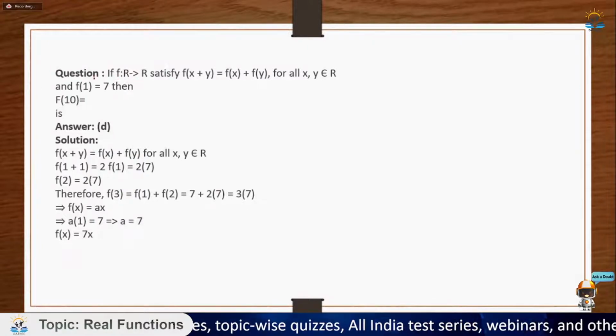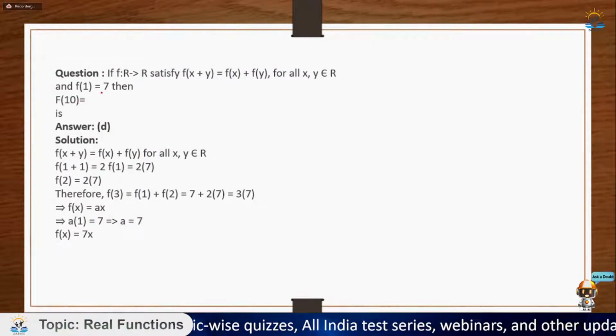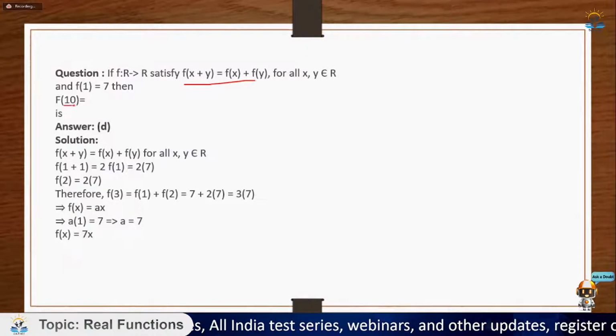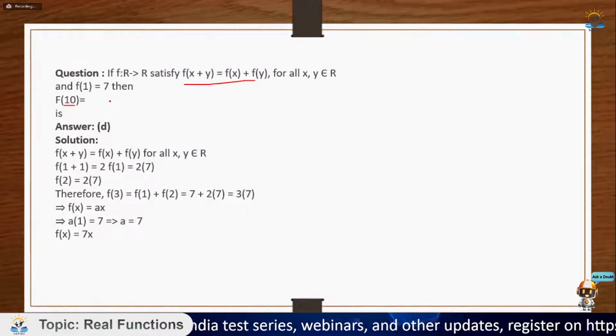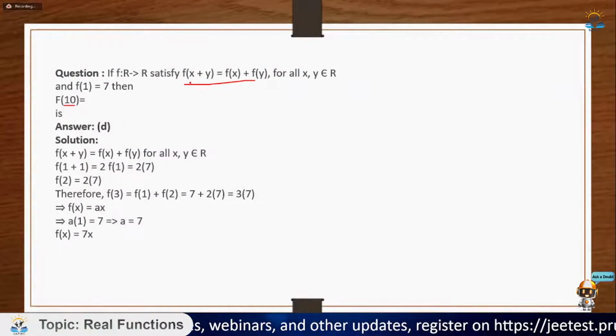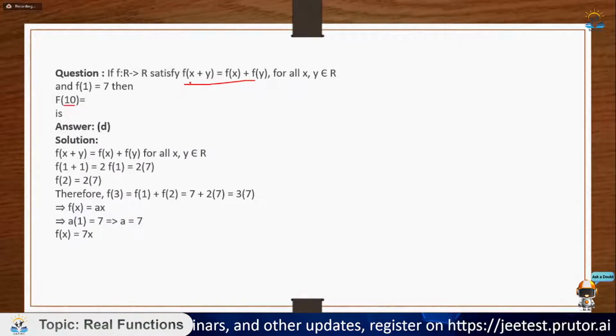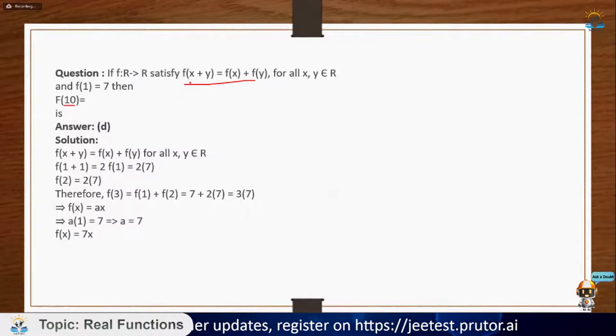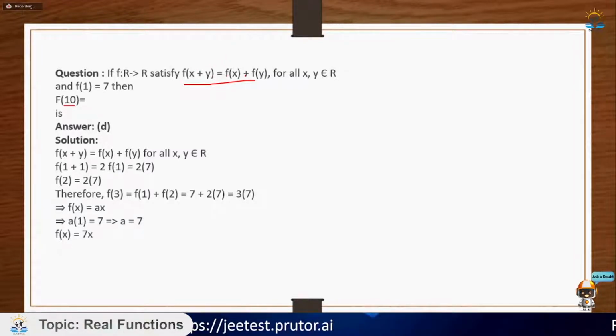Then coming on to this simple question, you have been given a definition of function, and f of 10 is asked to you. So in this type of questions, what we usually do is we try to substitute different values for x and y, and we reach some conclusion. From that conclusion, we define the definition of function, and from that definition, we find what is being asked of us. So since it is f of x plus y, let us try to do something which will give you at least some values.